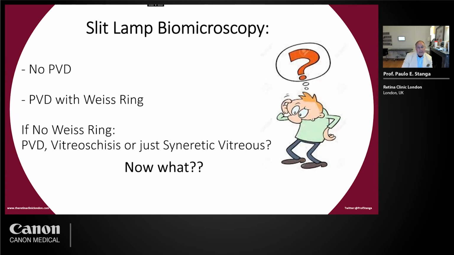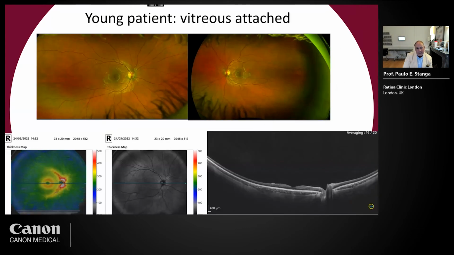So when you do slit lamp microscopy, you may find no PVD, or you may find a clear PVD with a Weiss ring. But what if you do not find a Weiss ring? Is there a PVD? Is it vitreous syneresis? Or is it a syneretic vitreous? So what do you do? Well, this is a clear example. You can see a nice reflex by reflection on the vitreoretinal interface.